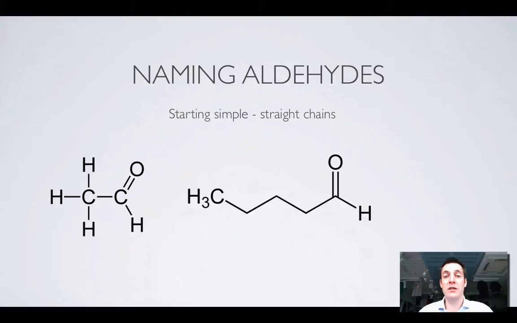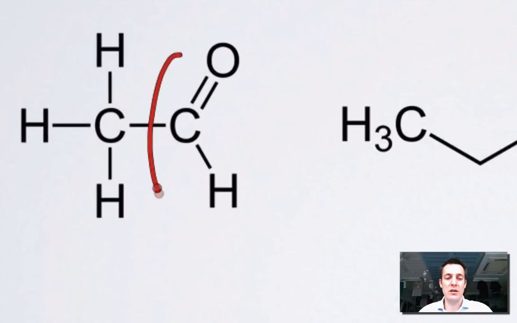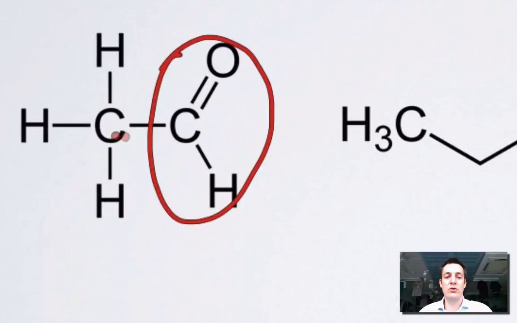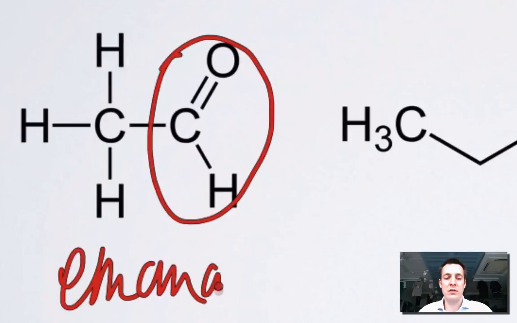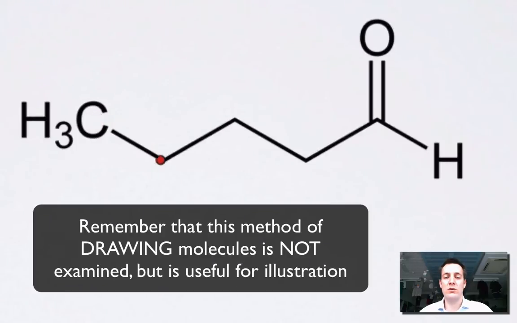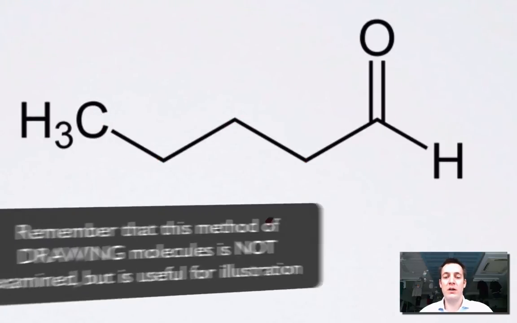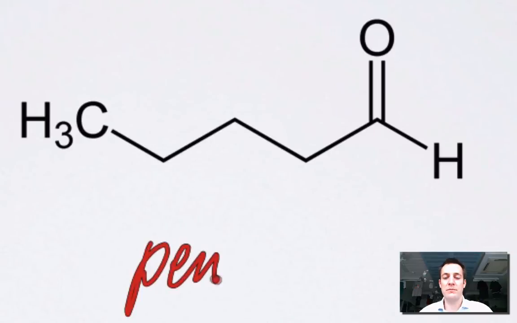Naming aldehydes is very simple. If you know how to name alcohols, you basically know how to name aldehydes, except that aldehydes end in al instead of ol, like the alcohols did. Okay, so here's an aldehyde. Right, there's the aldehyde functional group. Here's an aldehyde with 2 carbons in it, so it's ethanal. Okay, so ending in al for aldehyde. Here's an aldehyde with 1, 2, 3, 4, 5 carbons in it, so that's pentanal.